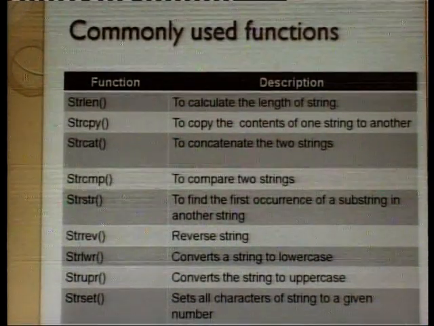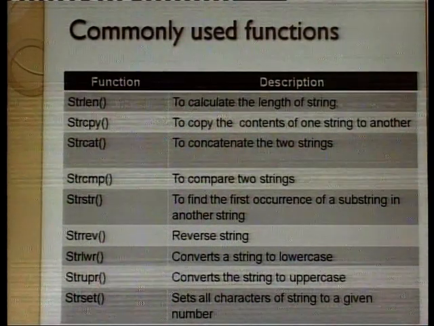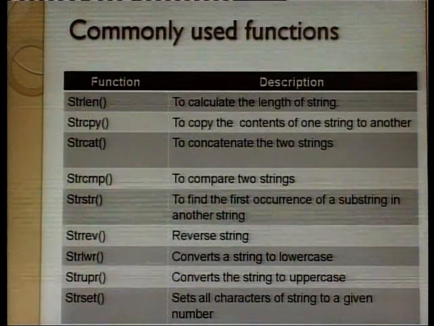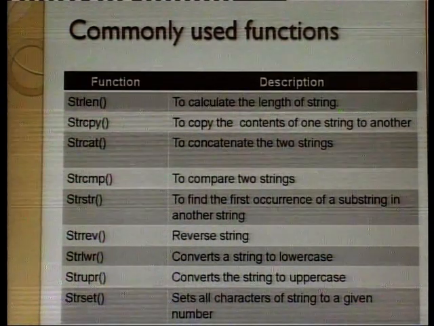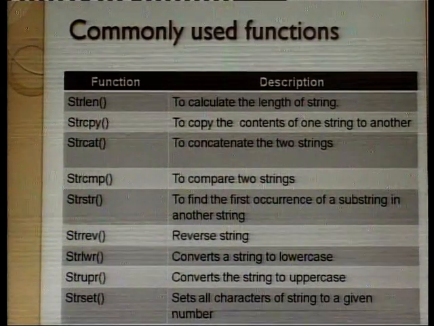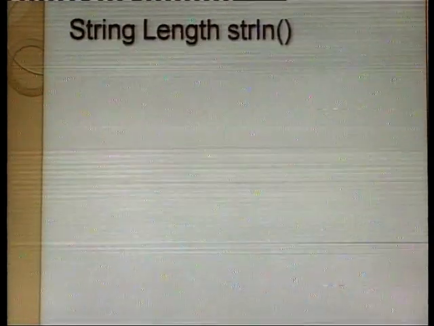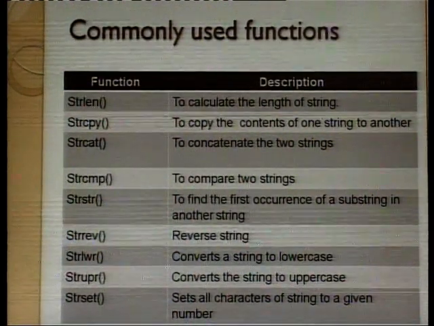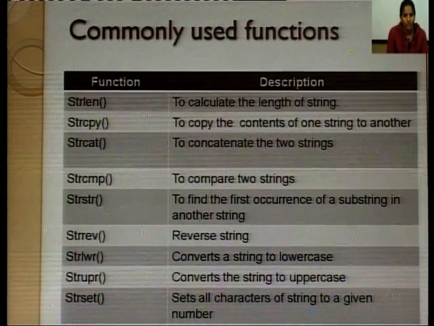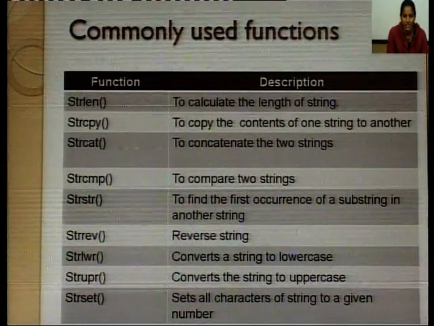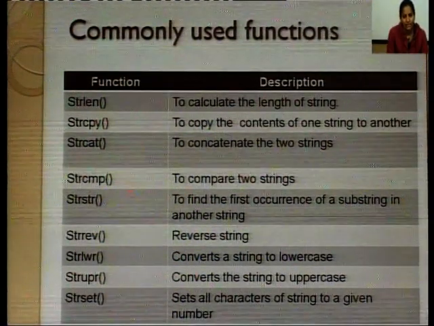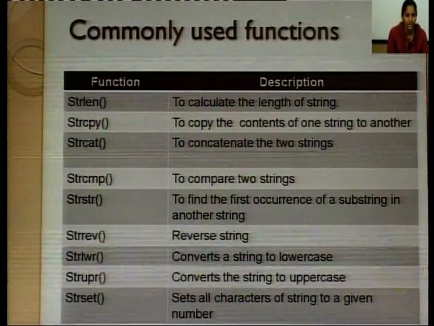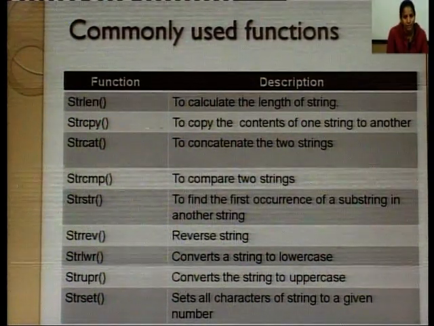So here are some commonly used functions. Number 1 is string length. String length is used to calculate the length of the string, that is, the number of characters. It does not count the null character. Next one is string copy, used to copy the contents of one string to another. The strcat function is used to concatenate two strings and store the result in the destination string. Next one is string compare. When we have to compare two strings, we use the string compare function.